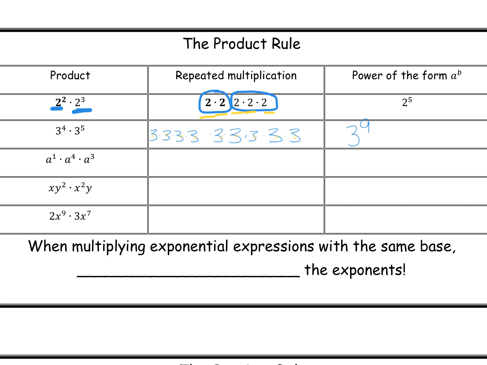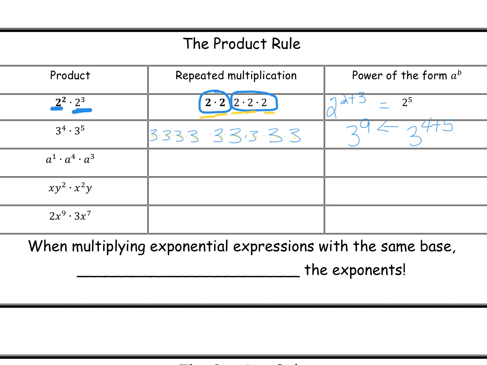What I want you to recognize is that if I have 2 to the 2nd power and 2 to the 3rd power, if I take my exponent of 2 and I add it to 3, I end up with my 2 to the 5th power. So that's what I want us to recognize. If I have 3 to the 4th power and 3 to the 5th power, 4 plus 5 is 9 for my exponent of 9.